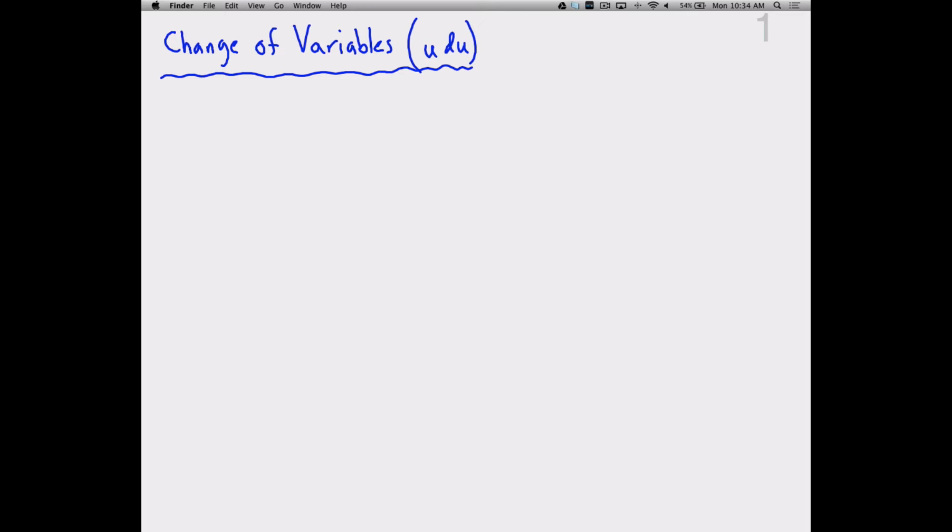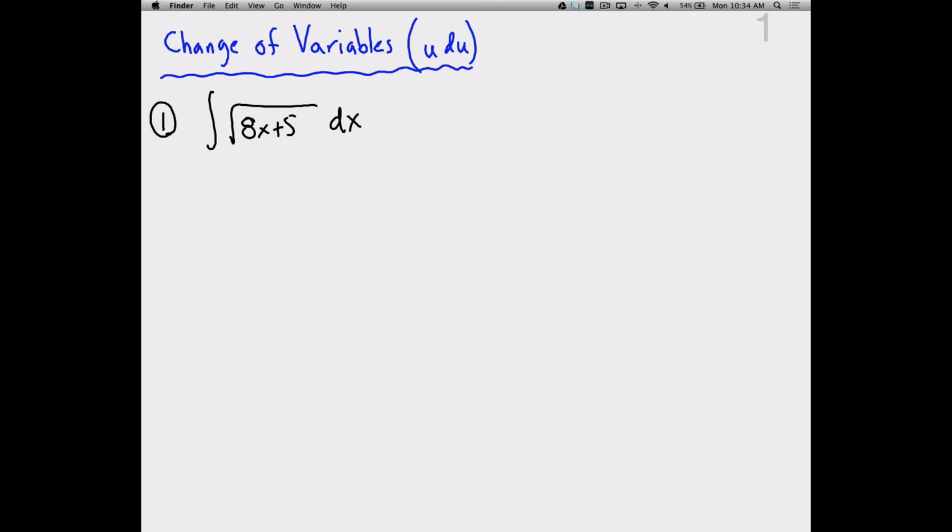Okay. So we're just going to dive into it. I'm going to start with a couple examples, and you'll see what I'm talking about here. So we want to take the integral of the square root of 8x plus 5 dx.